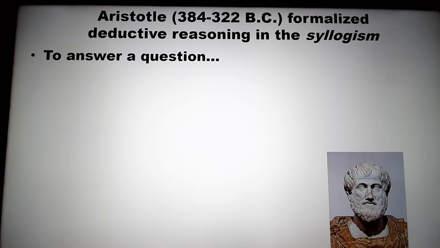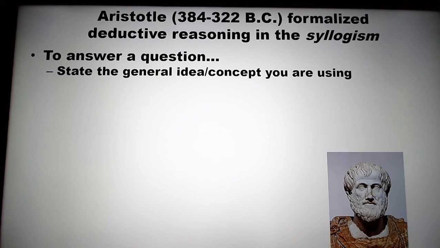What Aristotle said was that to answer a question when you're making an argument, you should approach it in a very standardized way. The first step is to state the general idea or the concept that you're using to make your argument. He called this, or we call this, the major premise. We symbolize it with P1.